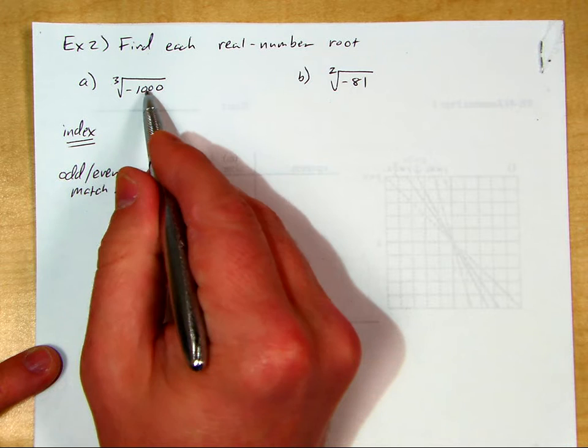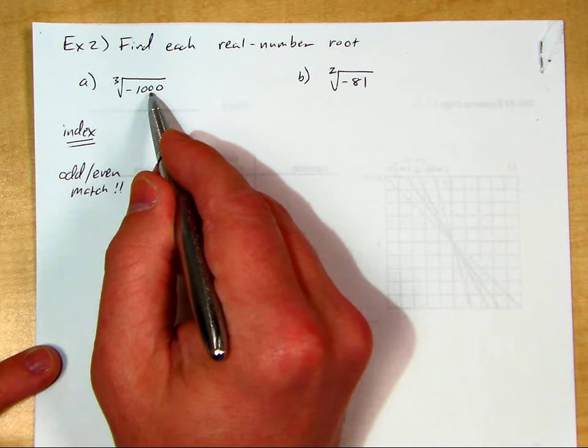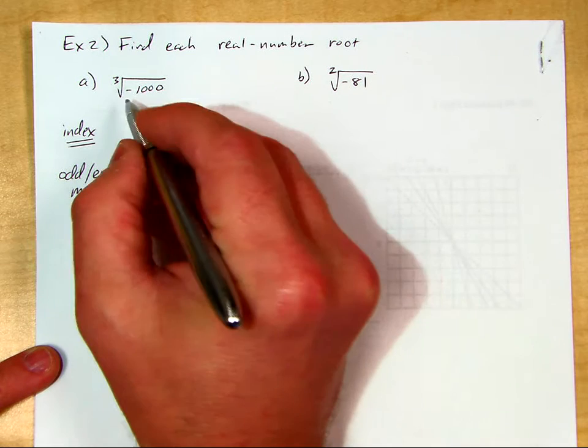or even characteristic of the number you're trying to find. So this number is even, the root has to be even. This number is odd, if it exists, the root has to be odd. So let's go ahead and work on these.